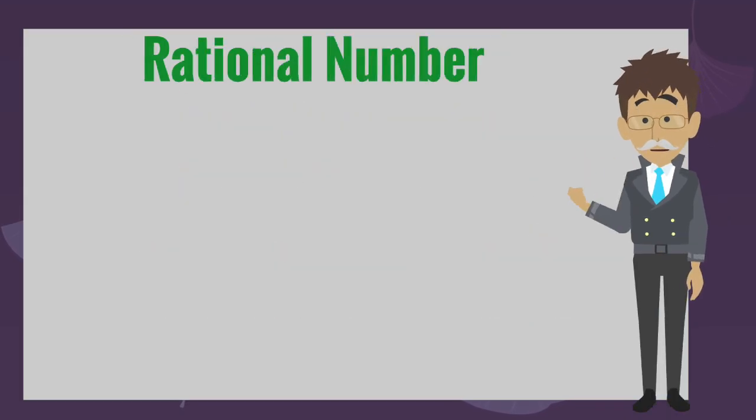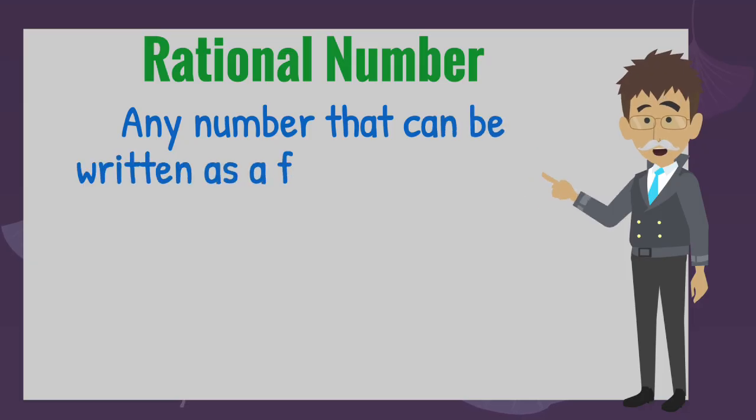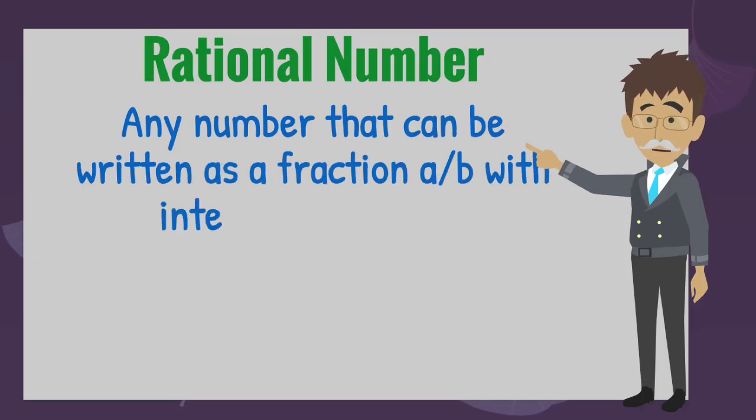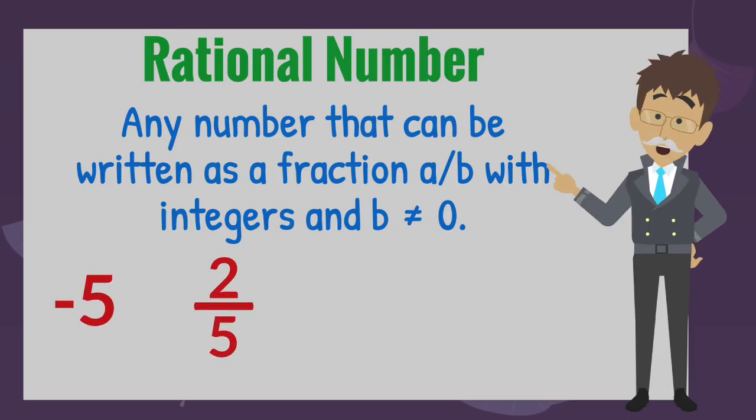Rational number. Any number that can be written as a fraction a over b with integers a and b, where b does not equal 0. Rational numbers include all fractions and decimal numbers that terminate or repeat.